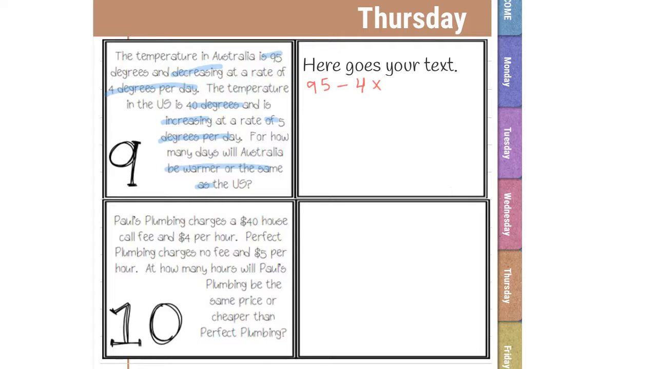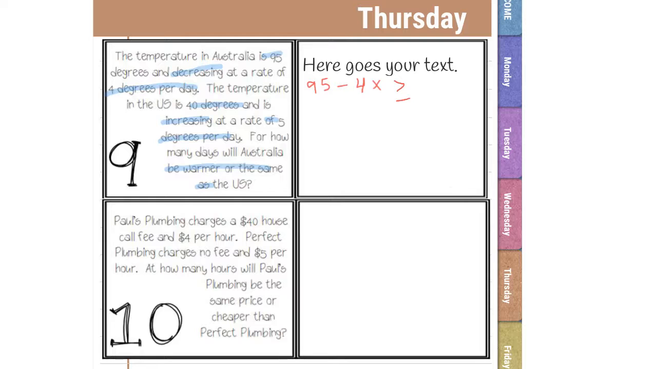Now we're going to go ahead and look at the question so that we are able to figure out what sign we are going to use. So, for how many days will Australia be warmer or the same as the US? That means when is Australia going to be more warm or the same? So that is greater than or equal to. Okay? So it'll be like this.